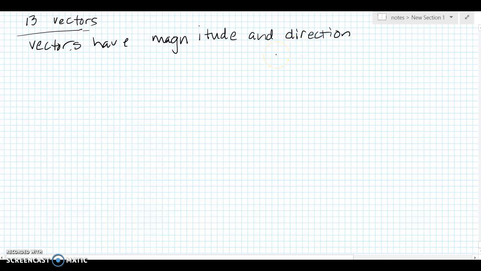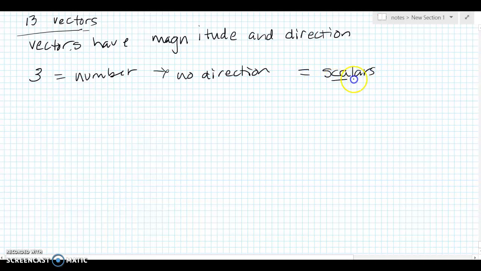Okay. So, boom, 3, well, that's just a number. No direction. It's just a number. And now what we're going to do is we're going to call these constants scalars.